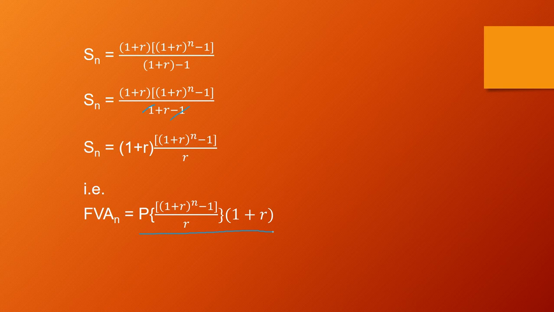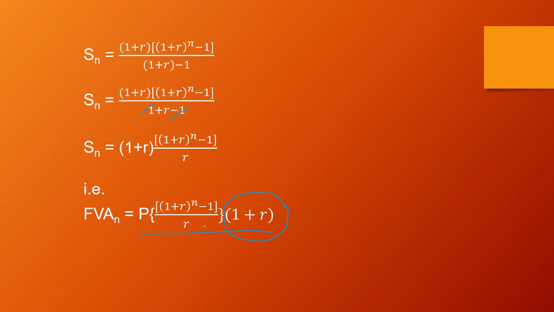Now let's see the difference between the formulas of future value of ordinary annuity and future value of annuity due. The only difference is the factor of 1 plus R. You have to remember that when calculating the future value of ordinary annuity, the formula is P times ((1 plus R) raised to power n minus 1) upon R. But if you are calculating annuity due, you have to multiply (1 plus R) with the formula of ordinary annuity.